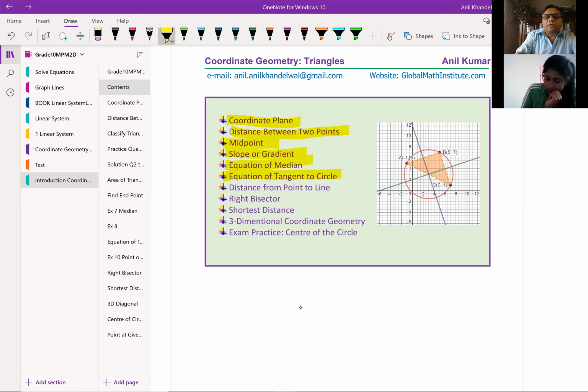Then we'll see how to find equation of a tangent to a circle. So that is to say, if we have a circle right there, and if I have a tangent line here, how do we find equation of this line when we are given equation of the circle, right? That's very interesting. Your first few questions will be based on what we're talking about.